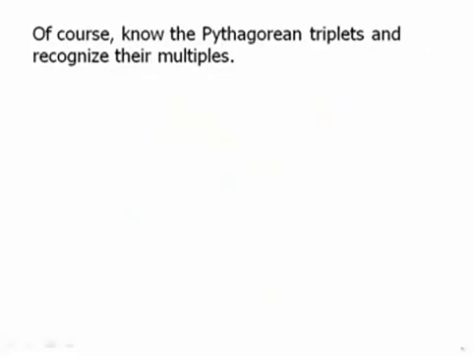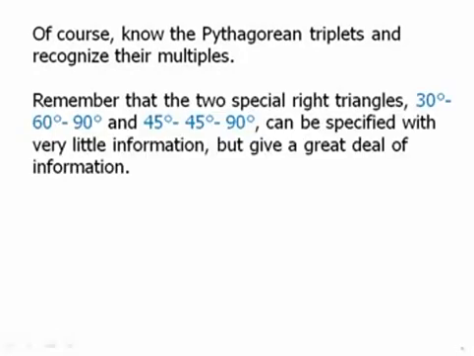Of course, know the Pythagorean triplets and recognize their multiples. Remember that the two special right triangles, the 30-60-90 and the 45-45-90, can be specified with very little information, but give a great deal of information. That's exactly why the test likes them. They can just throw out one little hint, then you know you have the triangle, and then you get a ton of information.